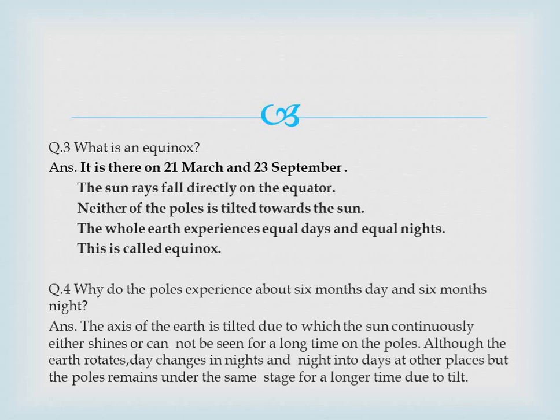This is called equinox. Why do the poles experience about 6 months of day and 6 months of night? The axis of the Earth is tilted, due to which the sun either continuously shines or cannot be seen for a long time on the poles. Although the Earth rotates and day changes into night and night into day at other places, the poles remain under the same condition for a longer time due to the tilt of the axis.